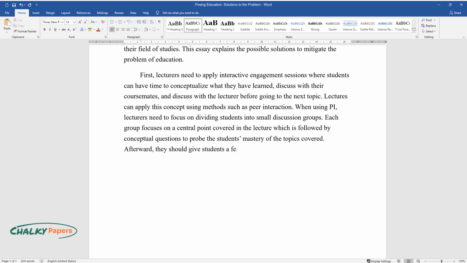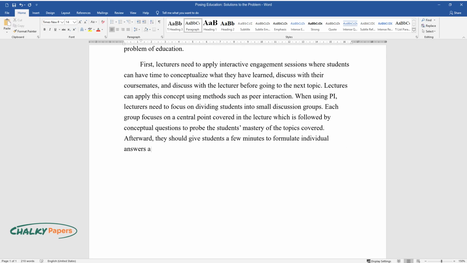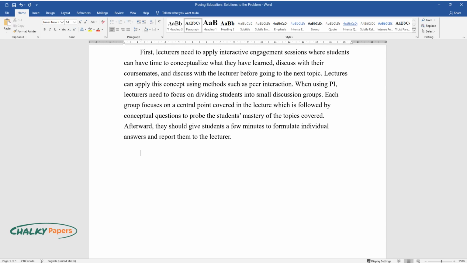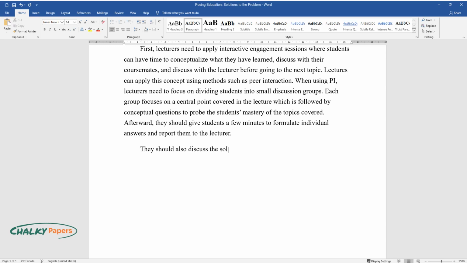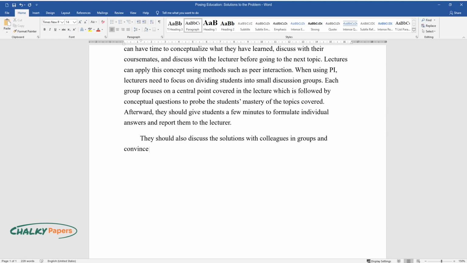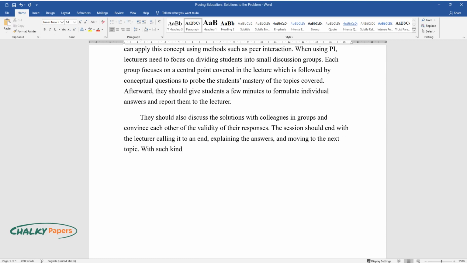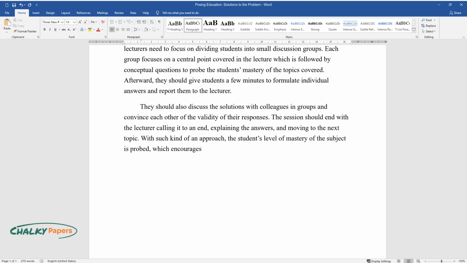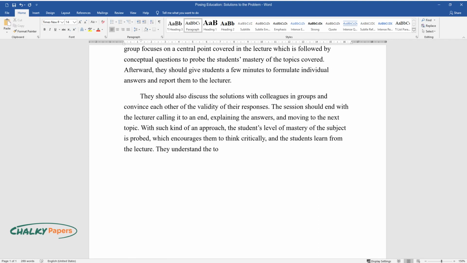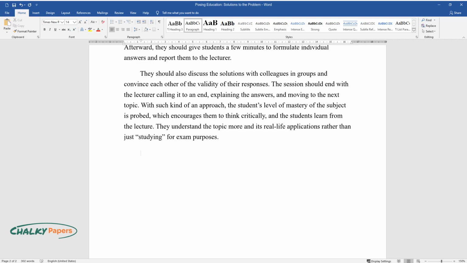Afterward, they should give students a few minutes to formulate individual answers and report them to the lecturer. They should also discuss the solutions with colleagues in groups and convince each other of the validity of their responses. The session should end with the lecturer calling it to an end, explaining the answers, and moving to the next topic. With such an approach, the students' level of mastery of the subject is probed, which encourages them to think critically, and the students learn from the lecture. They understand the topic more in its real-life applications rather than just studying for exam purposes.